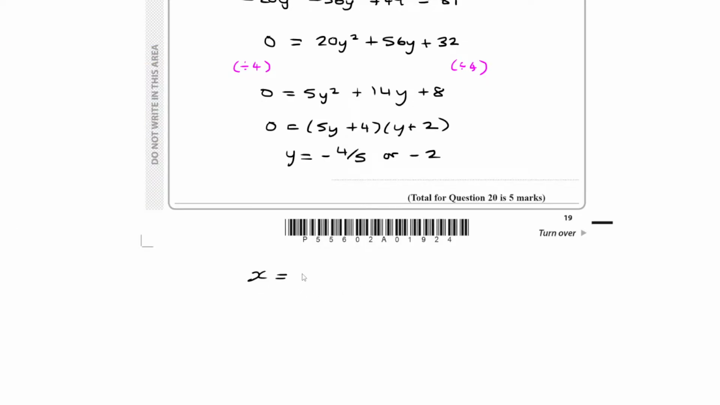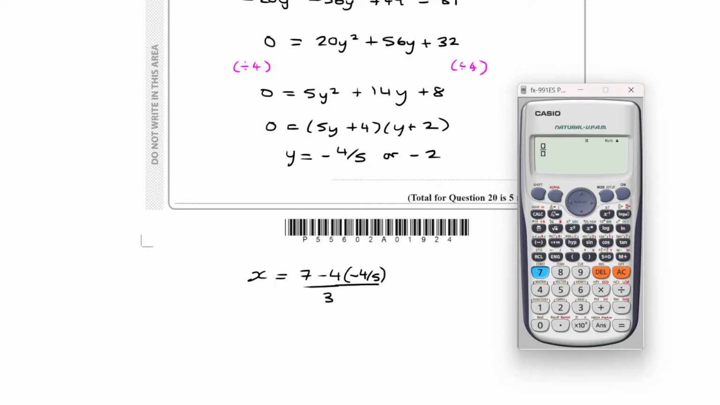So x is 7 minus 4y over 3. Obviously try and copy it properly. Do you see how, because I know what y is, I can just substitute that in? So replace this, and obviously I have to do it twice in this case, because there are 2 options. So replace it with, first of all, the minus 4 fifths. Obviously, put it in the calculator.